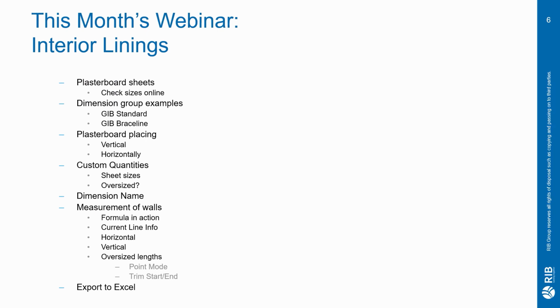We have custom quantities already set up for the sheet sizes to save time. The dimension name also has a formula to categorize later on, and if we need to use it in the workbook or export to Excel, we would have a schedule of materials. Of course, we're going to look at the measurement of the walls and a couple of features like current line info and trim start and trim end. So now we'll switch over to iTWO costX and get started.